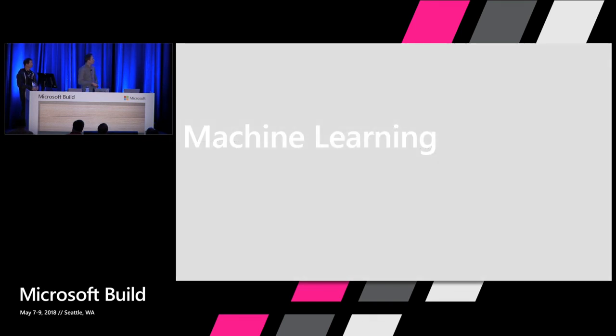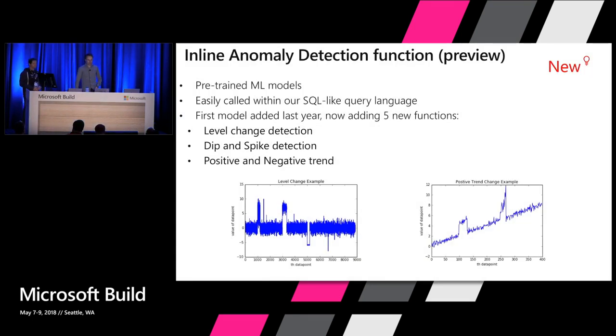So after, we have some integration with machine learning. We already had integration with Azure Machine Learning before. And now we have the anomaly detection functions. Last year, we had only one function. We are just adding 5 functions, in private preview. Again, that was announced yesterday. You can join the preview. And the few functions we have are all callable with SQL, and I will show that in a few seconds. And we can detect change of level, dip and spike detection, or positive and negative trend.